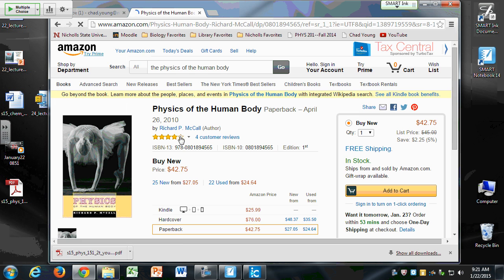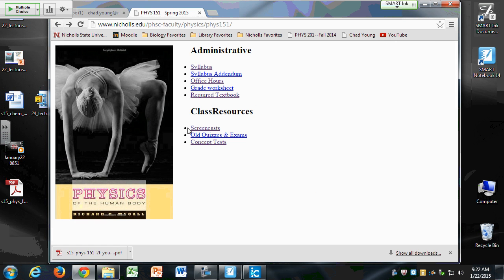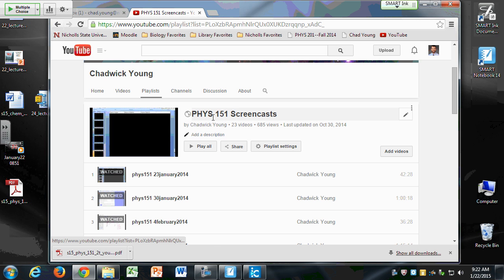This is the textbook. You can buy it in the bookstore or online. It says $43 here, but down in the used section, there's some that are a lot cheaper. And I will place screencasts of our lectures from the class every time we meet. I'll place those on YouTube. I use a little desktop microphone, so the sound sometimes isn't that great.